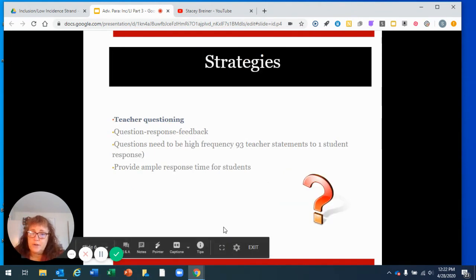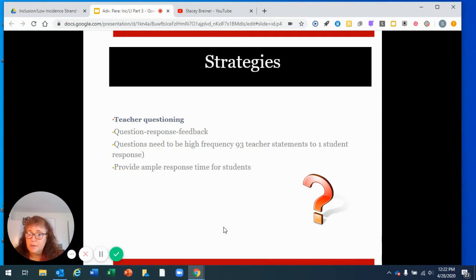Strategies with effective instruction, teacher questioning. This is typical where a teacher is going to ask a question and waits to get a response, and then they provide the feedback. We want to make sure that we're providing a high frequency. There should be 3 teacher statements to 1 student response. Again, the more times they hear the correct answer, the more times they see the correct answer, is going to provide that effective instruction and give them more opportunity to show correct responses.